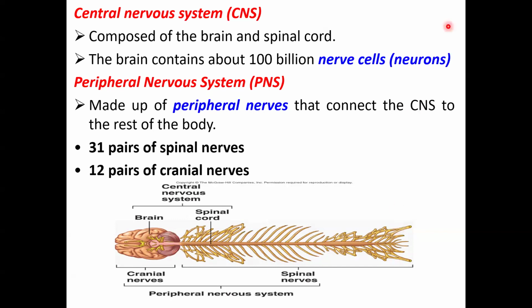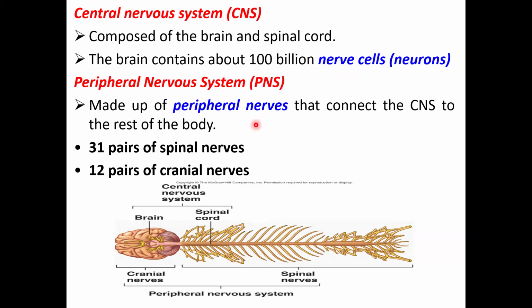Starting with the central nervous system. The central nervous system is composed of the brain and spinal cord. As you see here in the diagram, this is the brain and this is the spinal cord. From the brain and spinal cord arise the peripheral nerves. We have spinal nerves and cranial nerves. So the central nervous system is formed of the brain and spinal cord. The brain contains 100 billion nerve cells.